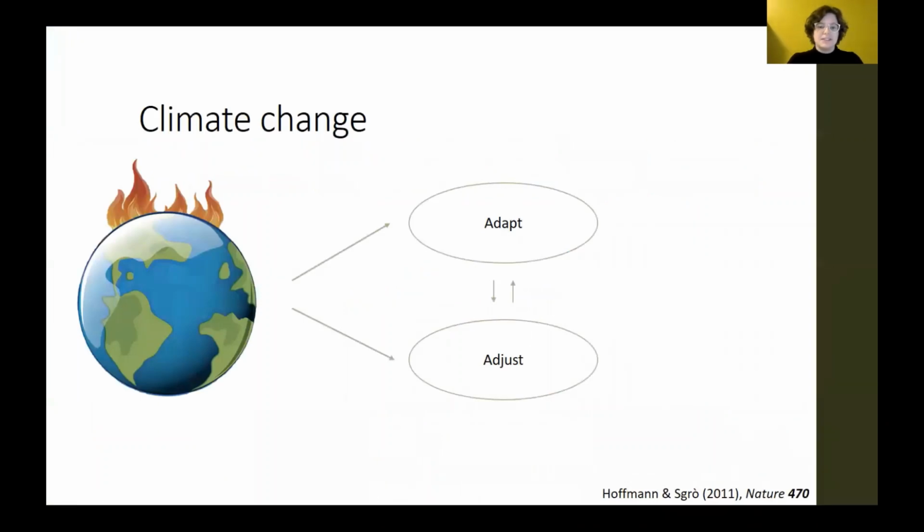I don't think I have to explain to many of you that climate change is affecting organisms all over the world. One way they can deal with this is just by moving away from the change, for example, towards the poles or higher up mountains. This is something that we are already seeing, but not everyone can do it.